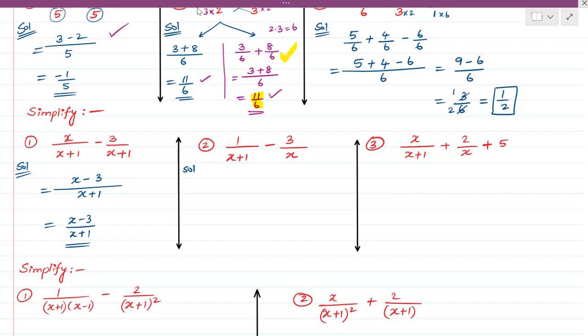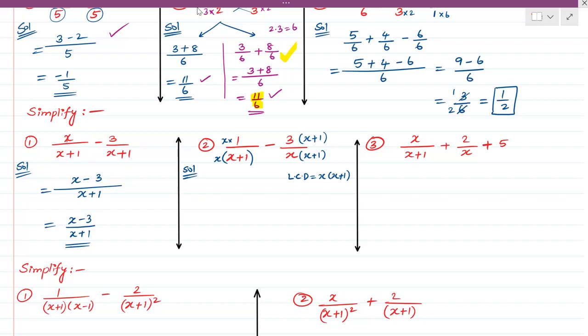Now coming to the next problem, here we will have different denominators. In order to make them the same, we use the LCD. What is the LCD here? It is x into x plus 1. Here you will have x plus 1, but there is no x, so I multiply x in the numerator and x in the denominator. Now in the second expression, we will have x, but we don't have x plus 1, so I multiply by x plus 1 in the numerator and denominator.